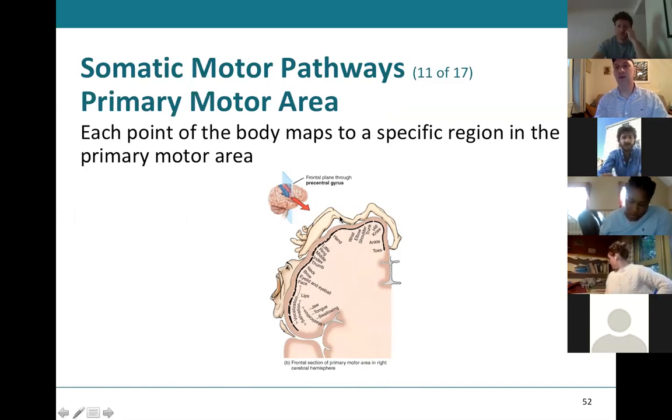First, we're going to go through homunculus man because we did that yesterday, right? So this is the mapping of the myotomes of your body.